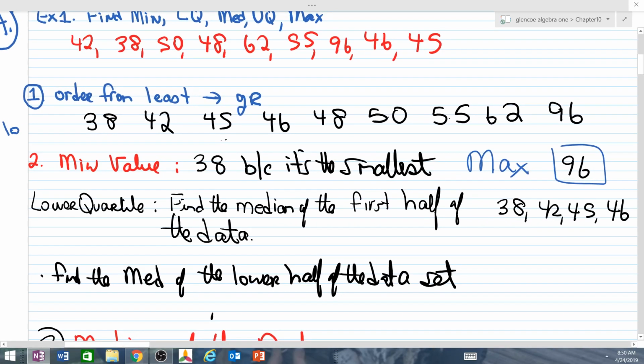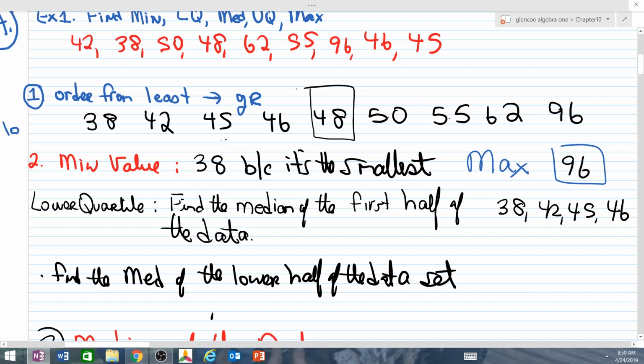So the first thing I would do is count up how many pieces are in our data set. 1, 2, 3, 4, 5, 6, 7, 8, 9. Which means there's going to be a middle number, correct? What's the middle number, guys? Okay, so 48 is my middle number.